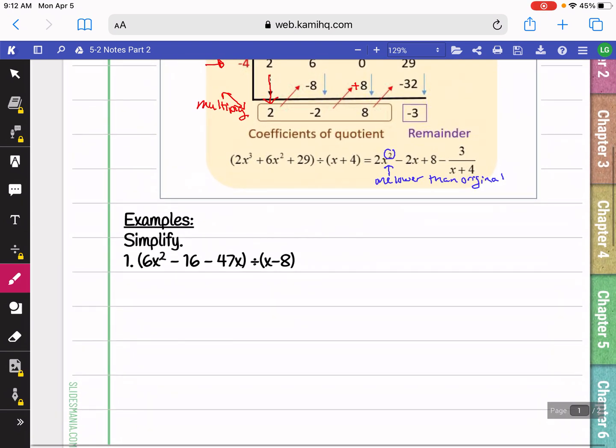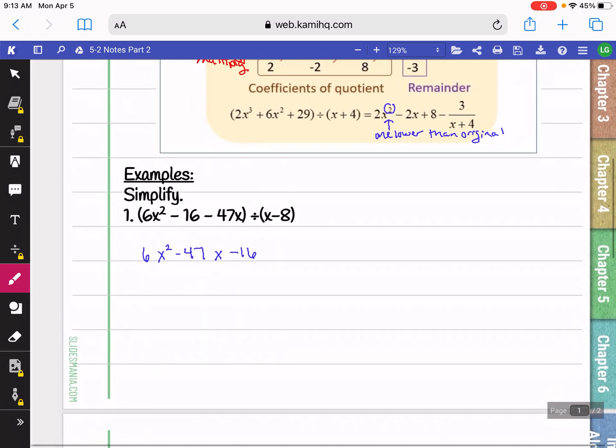So let's go ahead and practice some problems using this synthetic division method. So here I have a problem, 6x squared minus 16 minus 47x divided by x minus 8. I can use synthetic division because we're dividing by just x minus 8. So I'm going to make sure that first it's in the correct order. So after x squared should be x, then our constant. So I have 6x squared. Next should then be the minus 47x before the minus 16. So you need to make sure it's in the correct order first. Here they didn't skip anything, so I didn't have to put any zeros.